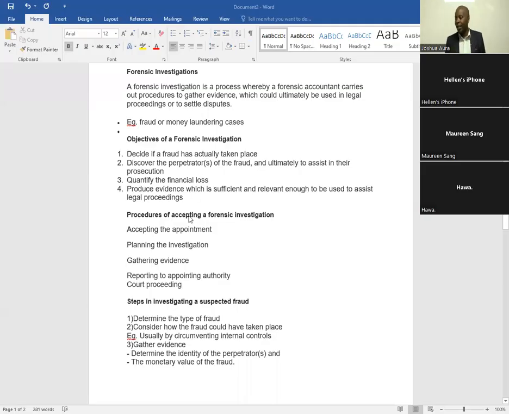Then what should Howard do? Should you just rush and start doing these investigations besides your normal audit? No, no. There are basic steps that you need to follow. The first step, ladies and gentlemen, is for Howard to decide whether or not she's going to accept that appointment. So the first procedure is to accept the appointment if she's interested. Listen to me very well. Accept the appointment if the lady is interested in it.